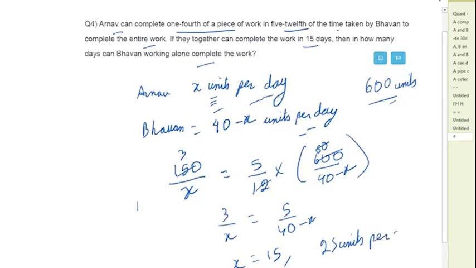So I was able to mentally solve it. You can also mentally solve it. You don't need to go and solve the entire equation. And so now we know the question is, in how many days can Bhavan working alone complete the work? So Bhavan does 25 units per day. He needs to do the entire 600 units. So the amount of days it will be is 24 days.